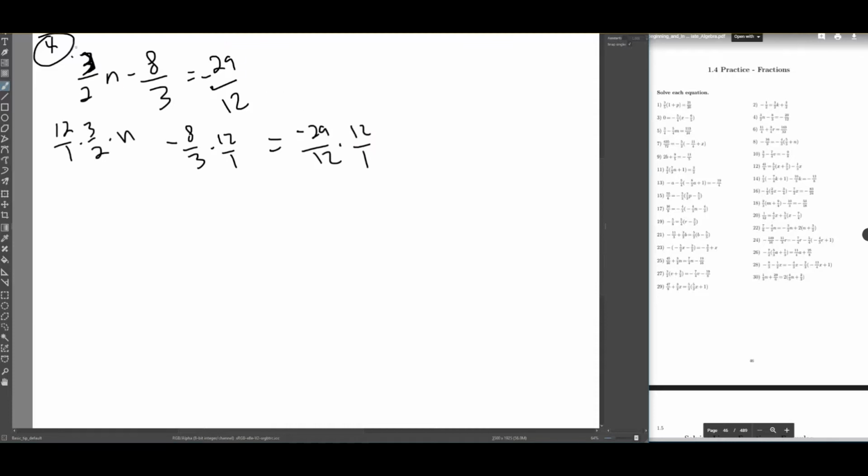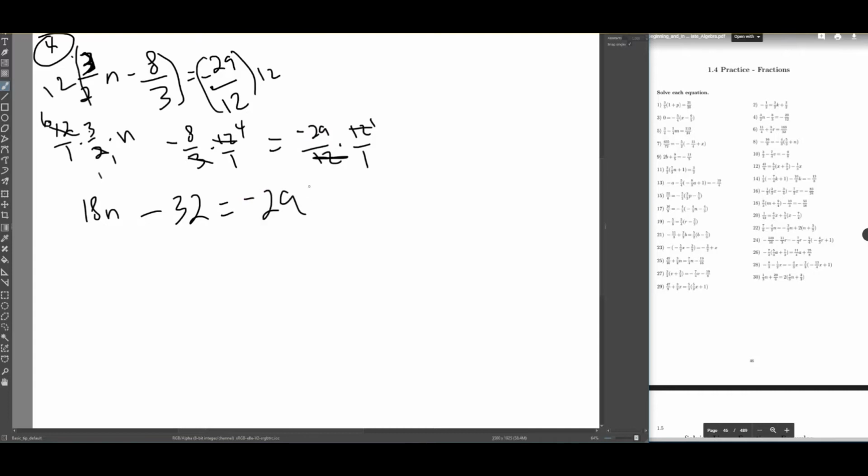So let's put it right here. 12 over 1 times 3 over 2 times n, then we have minus 8 over 3 times 12 over 1 equals minus 29 over 12 times 12 over 1, right? Because if I'm multiplying this by 12 and this by 12, I'll get rid of these fractions. So we cross multiply. 12 divided by 2 equals 6, so this equals 1 and this equals 6. 12 divided by 3 equals 4. 12 divided by 12, they just cancel each other out.